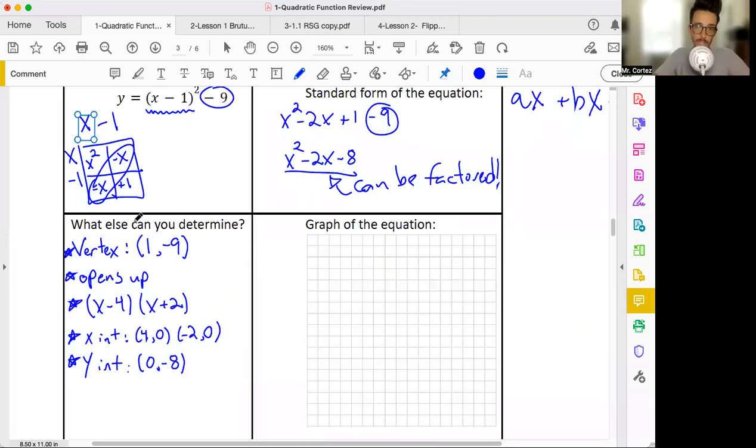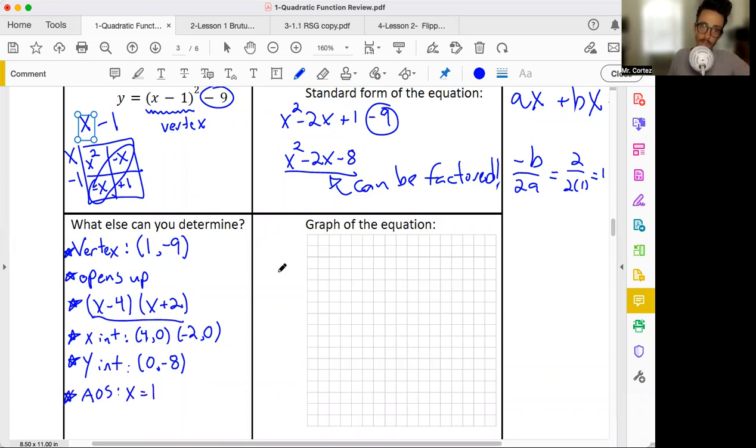I was able to say that we had a vertex at 1, negative 9 because, again, this is in vertex form. That's how it was handed to us. Although we went to standard form, you could have also done negative b over 2a. But again, this is just going to kick back that your axis of symmetry is at 1. So you could also say that, I guess, axis of symmetry where x equals 1.